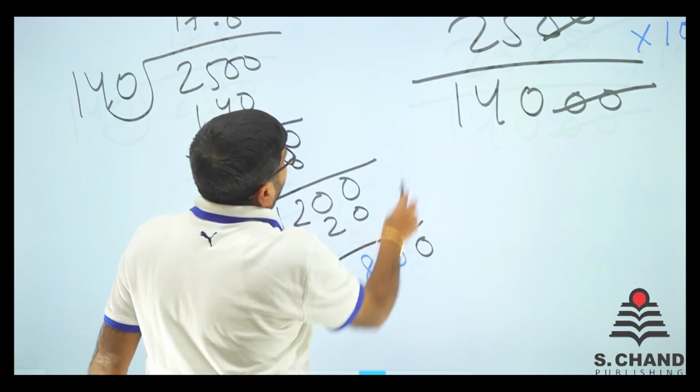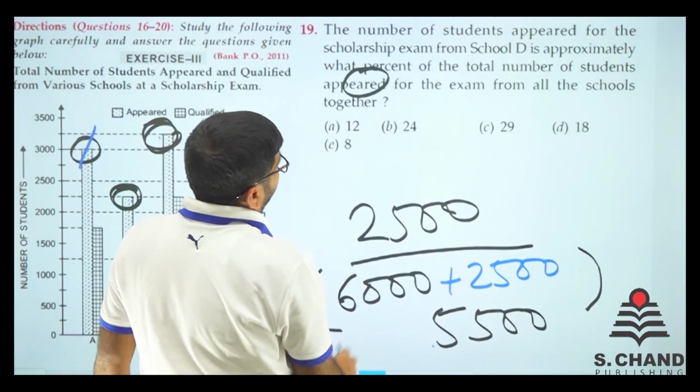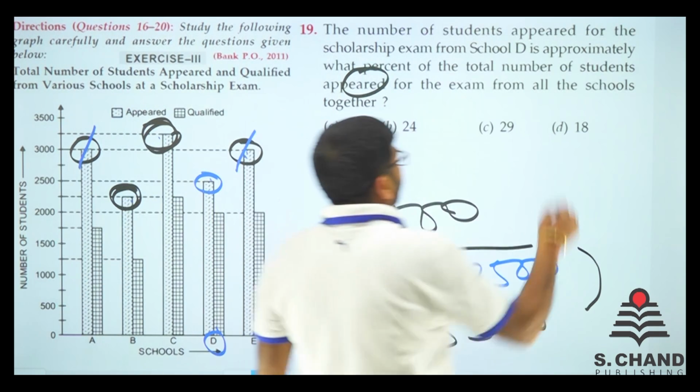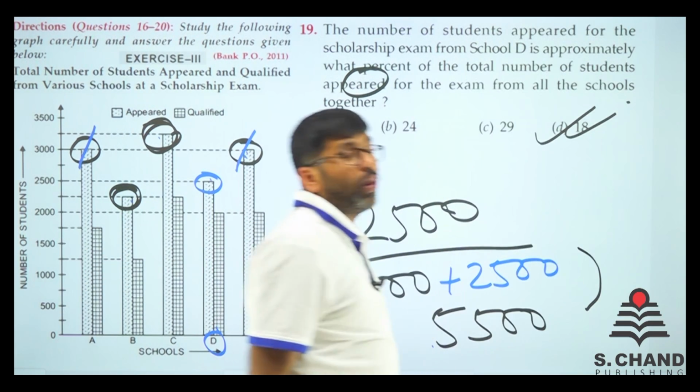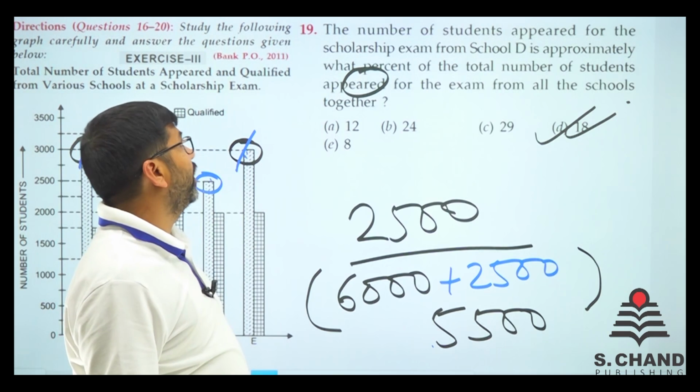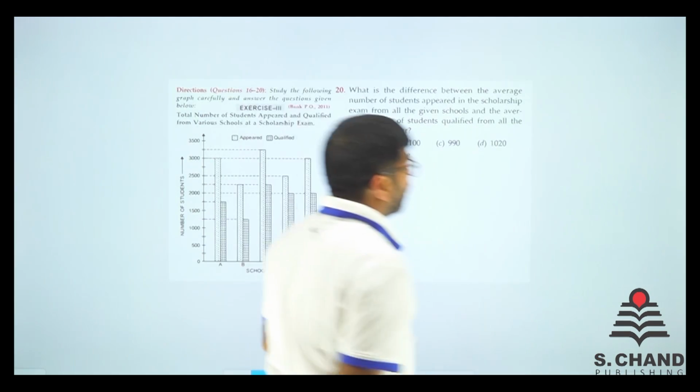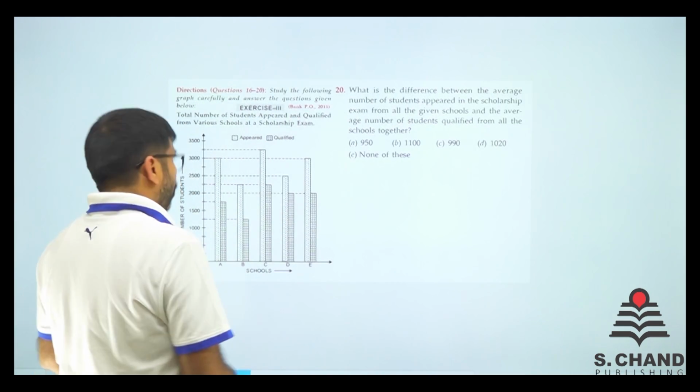Is there any option like near to that 17.8? 17.8, there is none of these. So 17.8 is almost equal to, approximately equal to 18. So question number 19 का 18 आ गया. Do the last question of the series. Let's see. Question number 20.